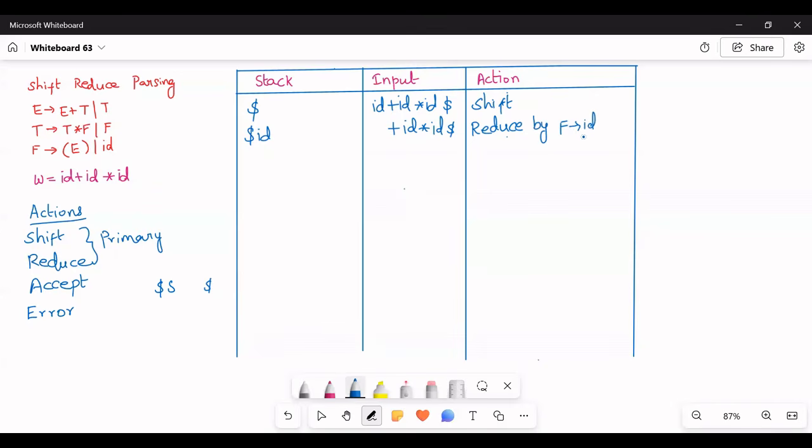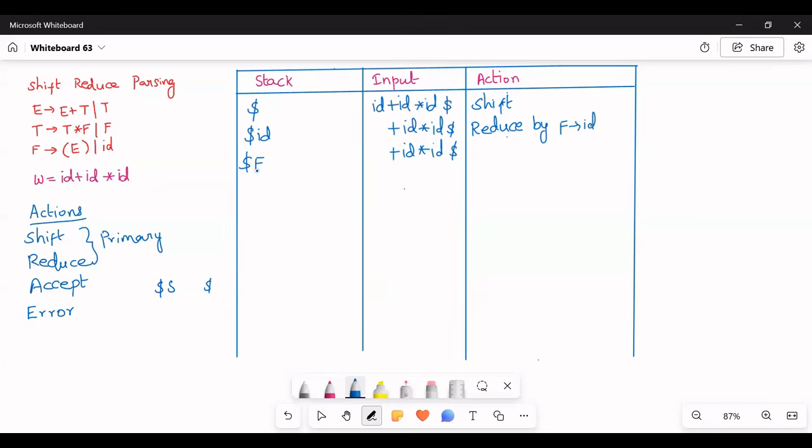Now id must be popped from the stack. In bottom up parsing, the right hand side of the production must be replaced by the symbol on the left hand side. So id will be popped from the stack and replaced by F, the left hand side of the production. If you do the reduce action, there is no change in the input buffer. We have to write it as it is.